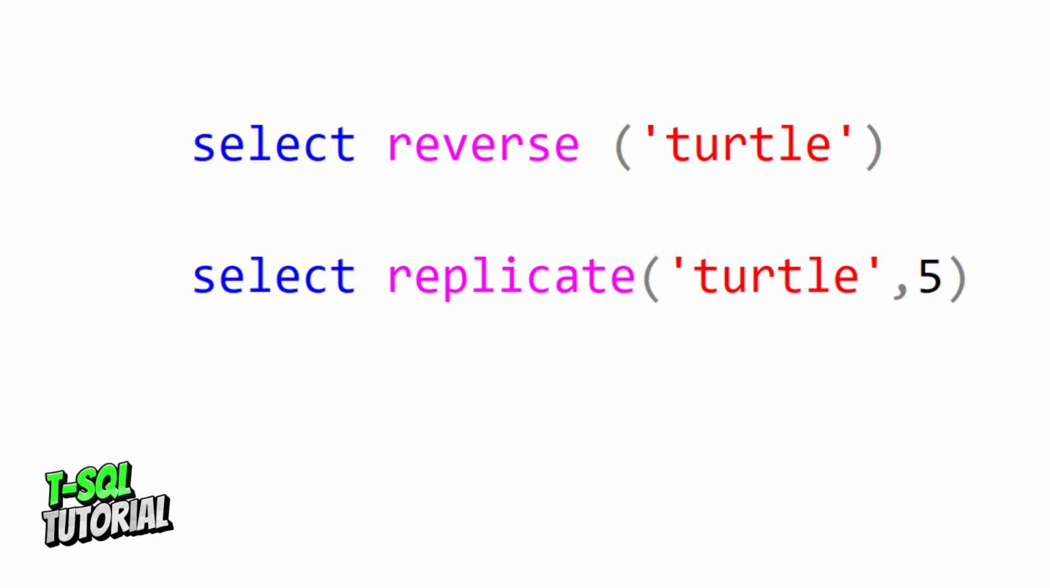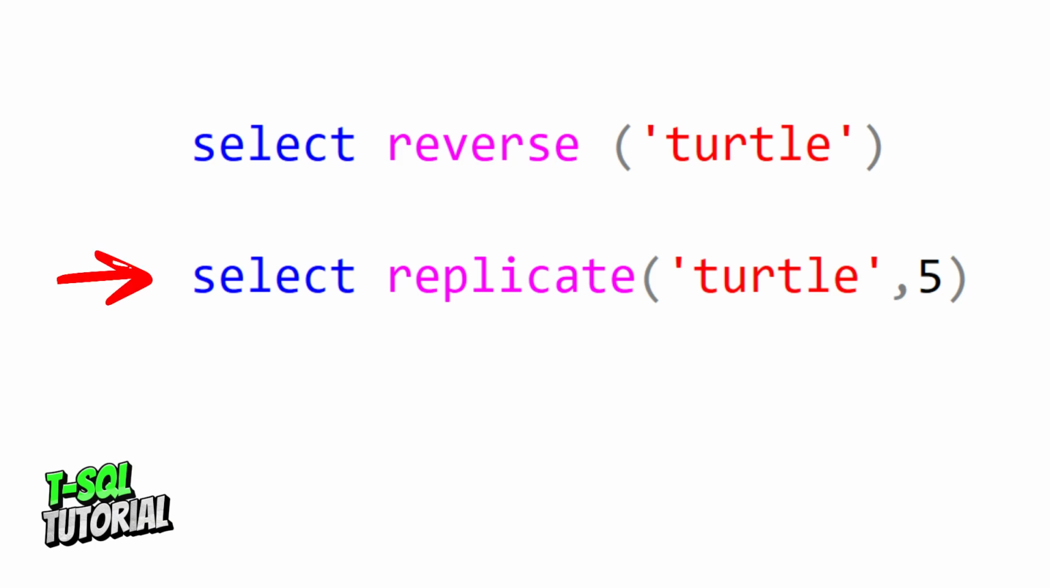We will learn how reverse and replicate functions work in the T-SQL programming language. The reverse function is the function used to reverse a string expression. A column with a string expression or string data type can be sent to the function. It is often used to improve query performance.